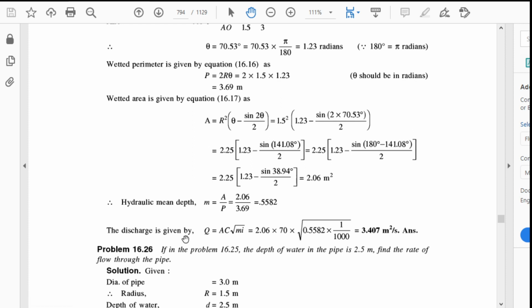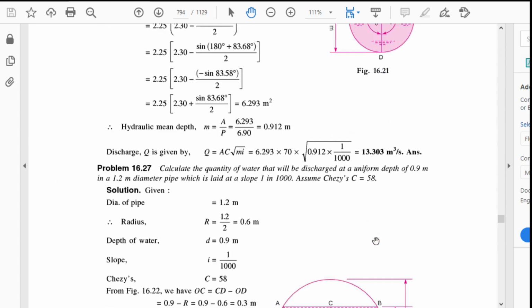Discharge can be calculated by Q equals AC root mi. Now A is 2.06, Chezy's constant they have given as 70, root m is root 0.5582, and i is 1 by 100. So the discharge comes out to be 3.407 meter cube per second.